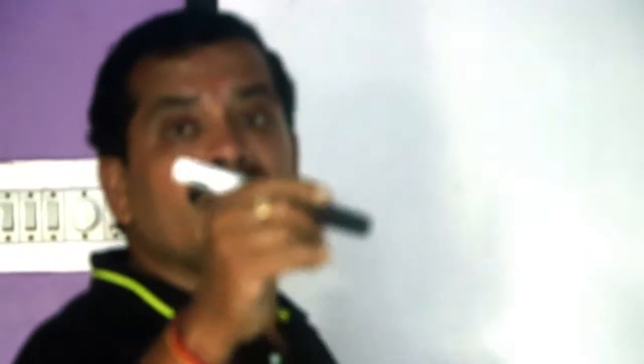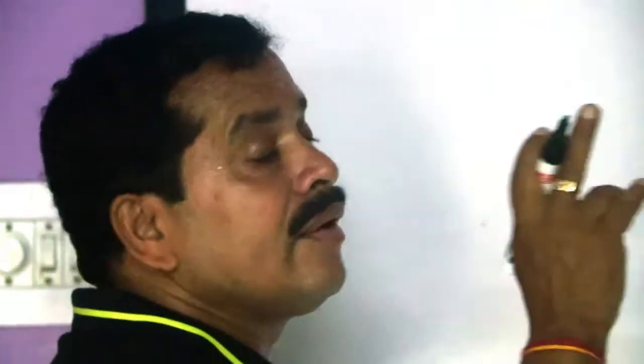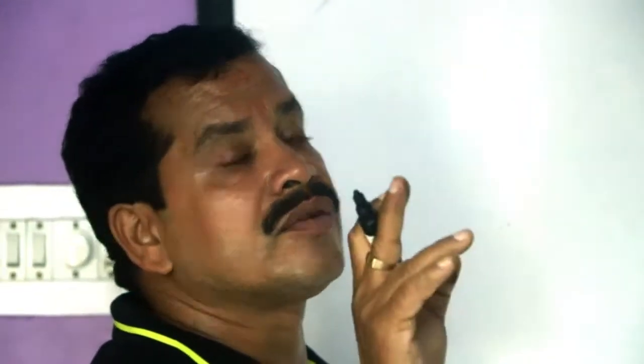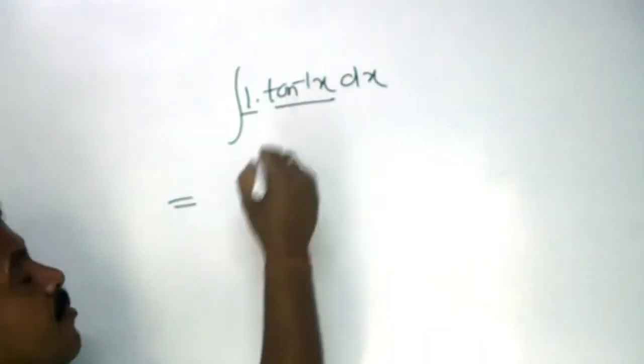In this case, we always take 1 as the first function. The same applies to log x, sin inverse x, cos inverse x. For a single function, we have to choose another function as the first function, that is 1. Then we can use integration by parts. Here 1 is the first function, tan inverse x is the second function.